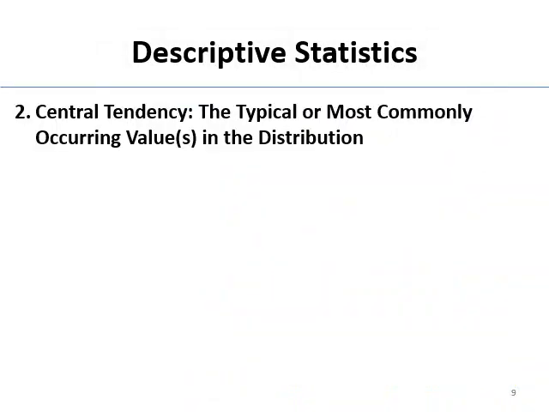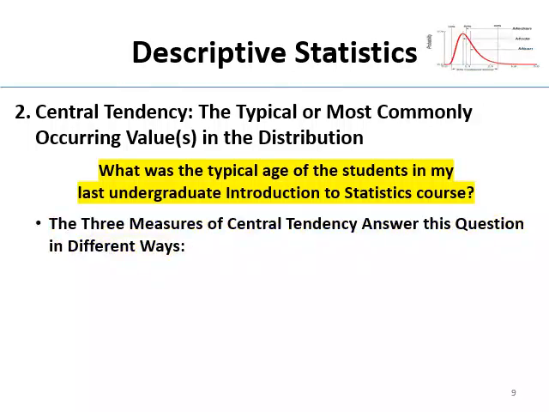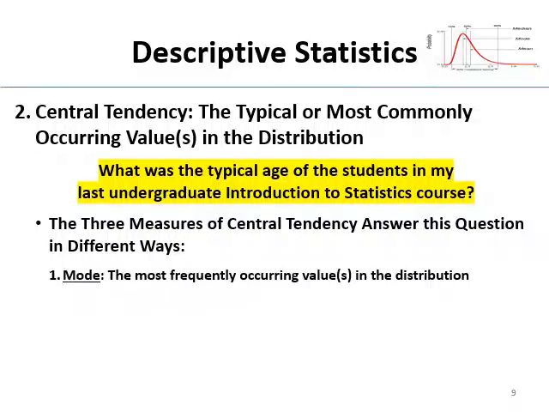So the next thing we need to know to interpret grandma's score is central tendency. Again, that's just sort of what's the common score in the distribution, or what's the most commonly occurring score. So what was the typical age of students in my final intro to stats class? There are three different ways to answer this question, three different measures of central tendency. They are the mode. The mode is the most frequently occurring value in the distribution. So for my ages, it would be the age that occurred most frequently.